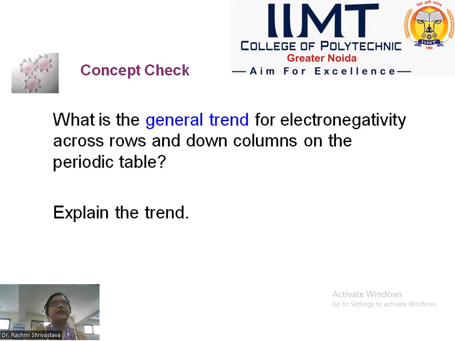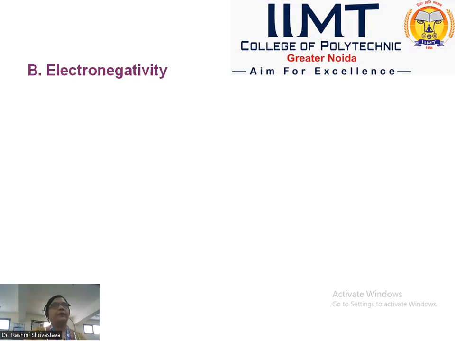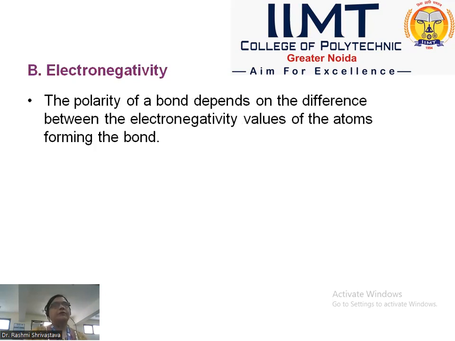What is the general trend for electronegativity across rows and down columns on the periodic table? The polarity of a bond depends on the difference between the electronegativity values of the atoms forming the bond. It means how polar, medium polar, or non-polar a compound is depends on the electronegative character of the participating atoms, molecules, or ions.